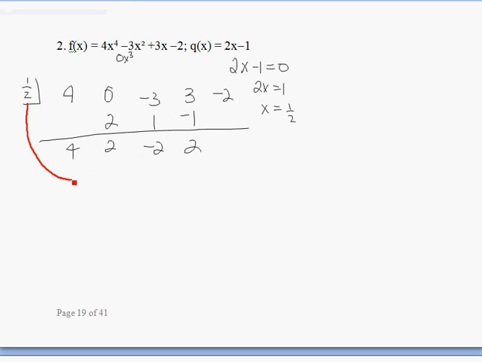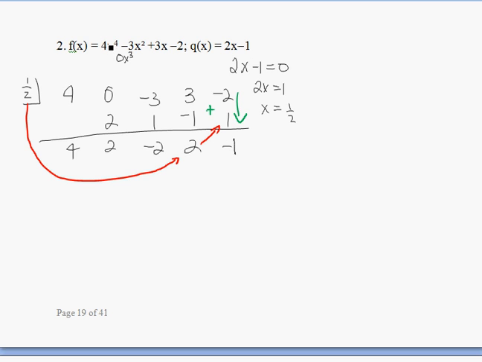I then multiply the half times the 2, write the result there. Half times 2 is 1. I combine the vertical terms and write the solution below it, so negative 2 plus 1 is negative 1.